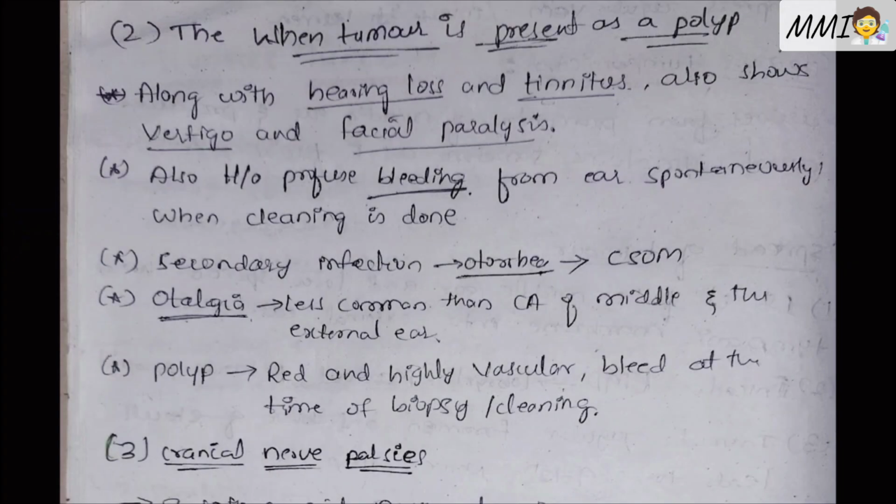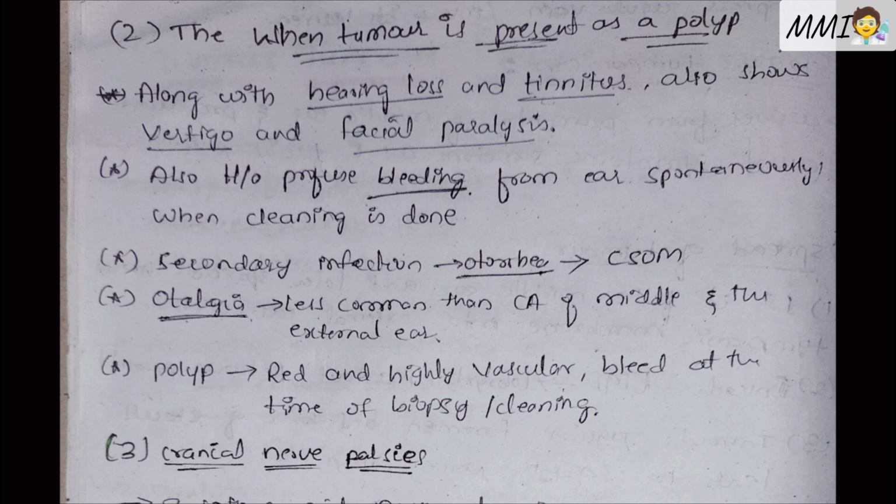When the tumor is present as a polyp, along with hearing loss, that is conductive hearing loss, and tinnitus, it also shows vertigo and facial paralysis. Also there is a history of profuse bleeding from the ear spontaneously or when cleaning is done, as it is non-encapsulated, large and a more vascular structure. Whenever there is any injury or attempt to clear it, bleeding occurs.